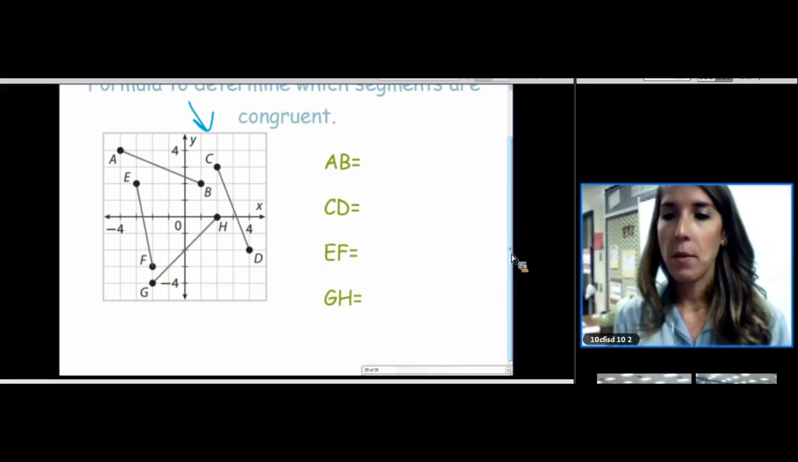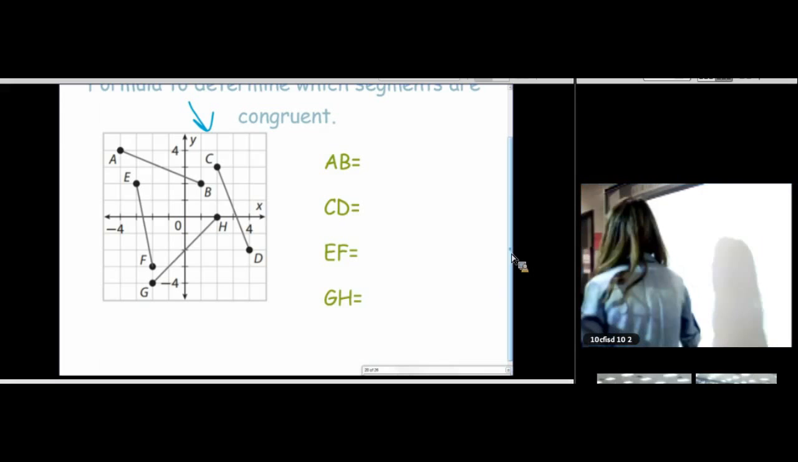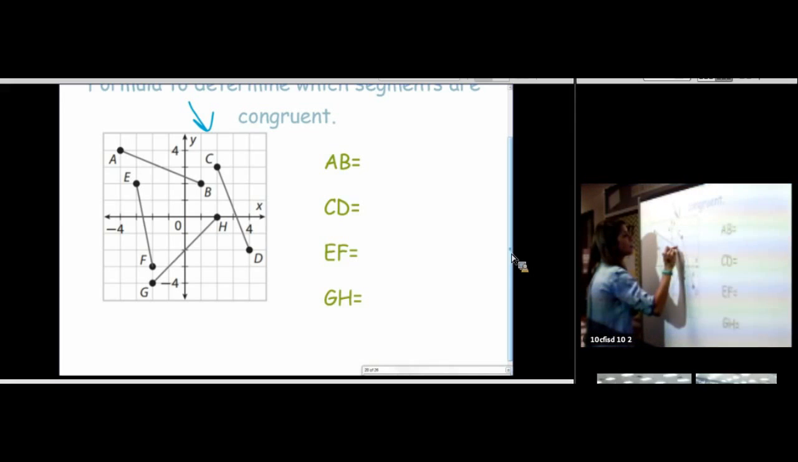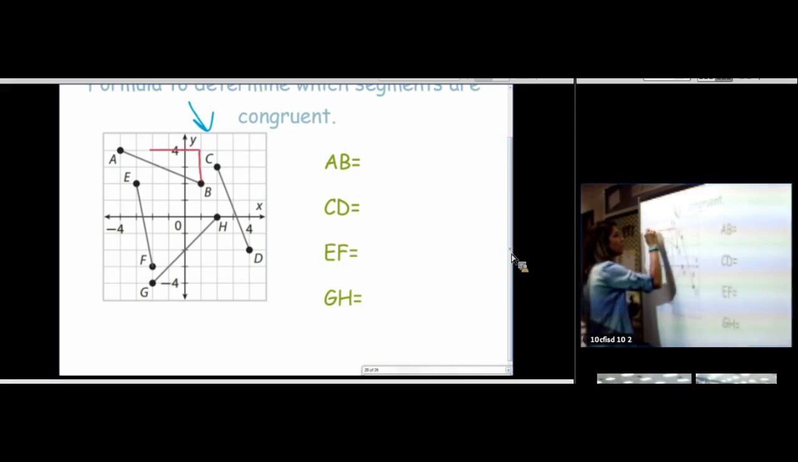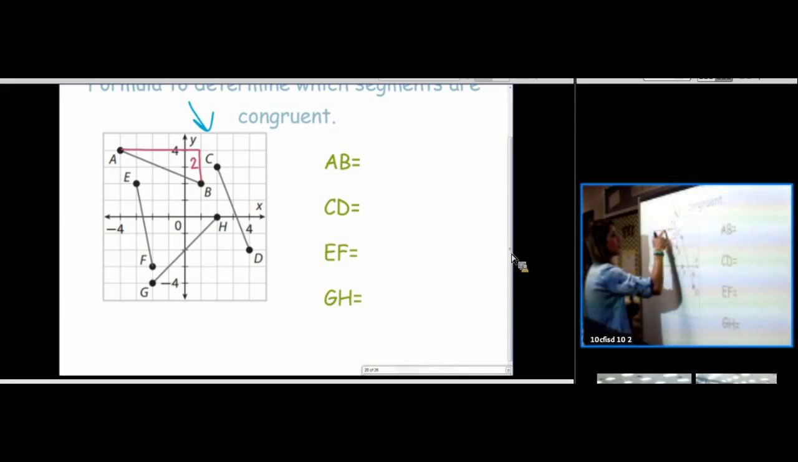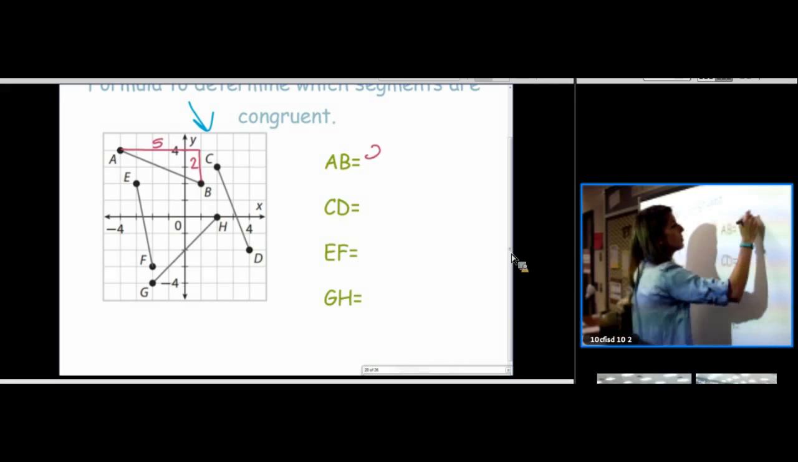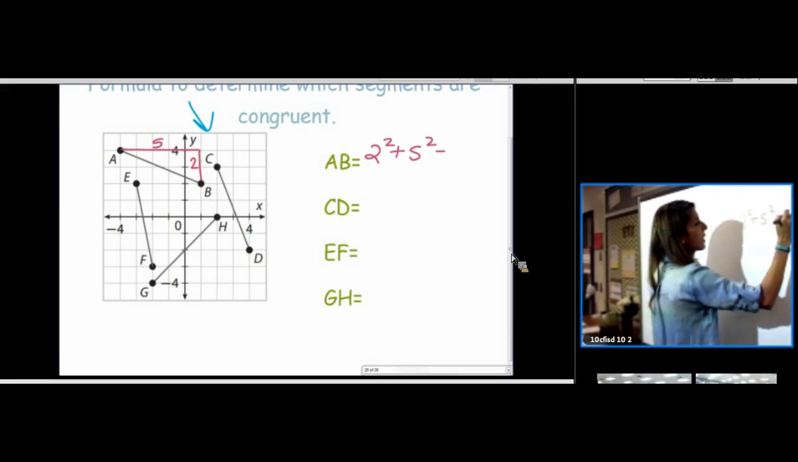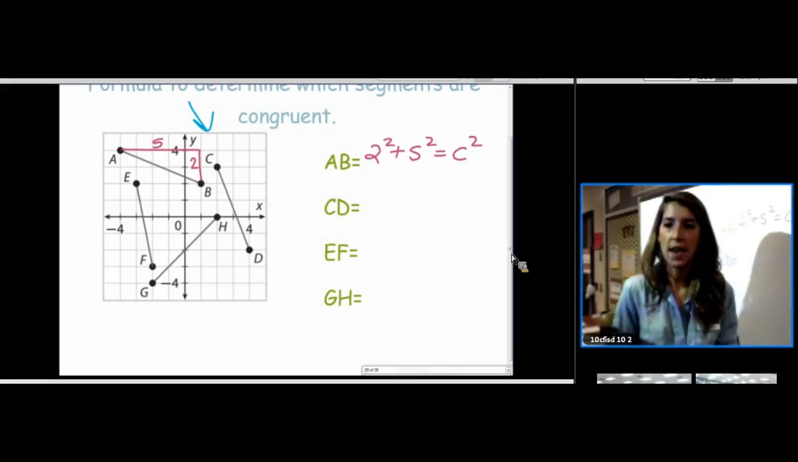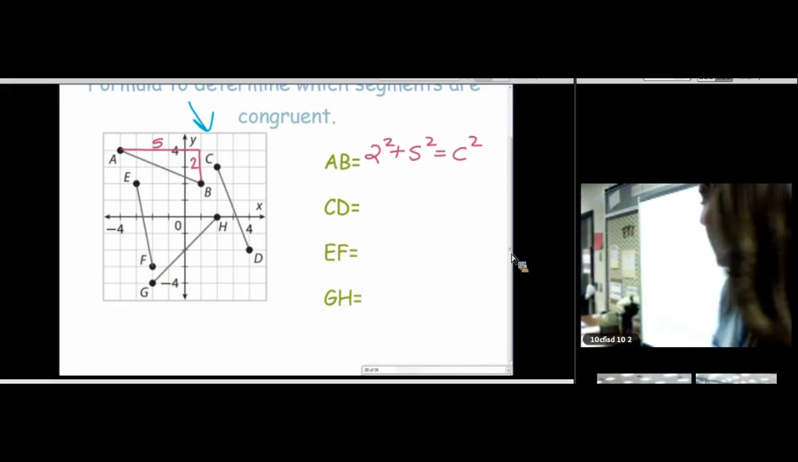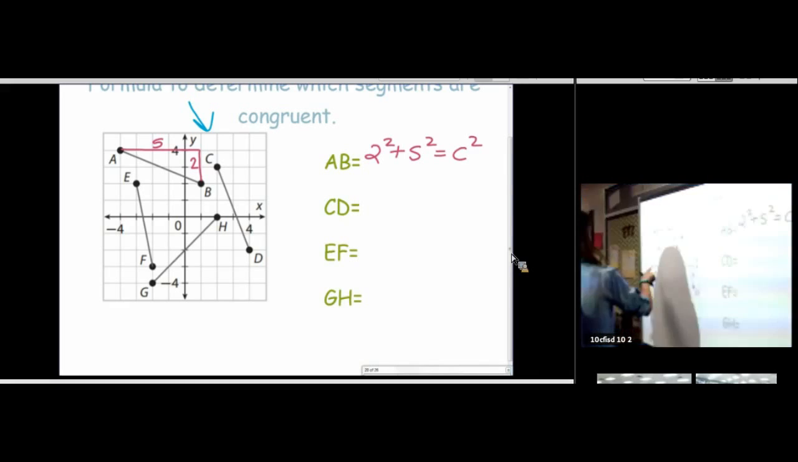So, if I want to find the distance from A to B, I could make a right triangle out of it. I could do that, and I could count. This is 2, and this is 1, 2, 3, 4, 5. So to find AB, I could just do 2 squared plus 5 squared, and I could do Pythagorean theorem. But I could also do this.